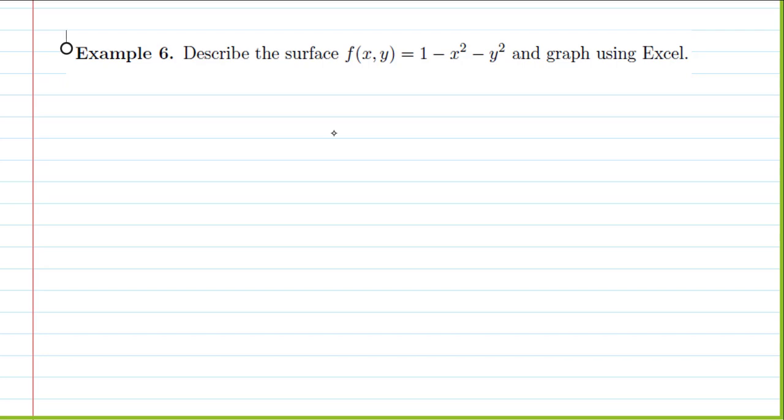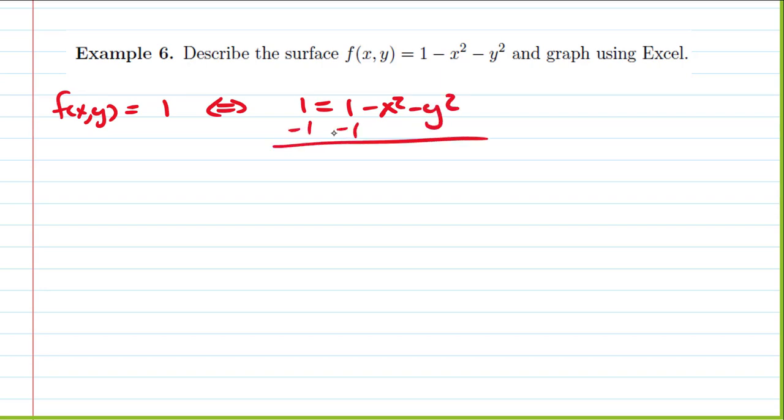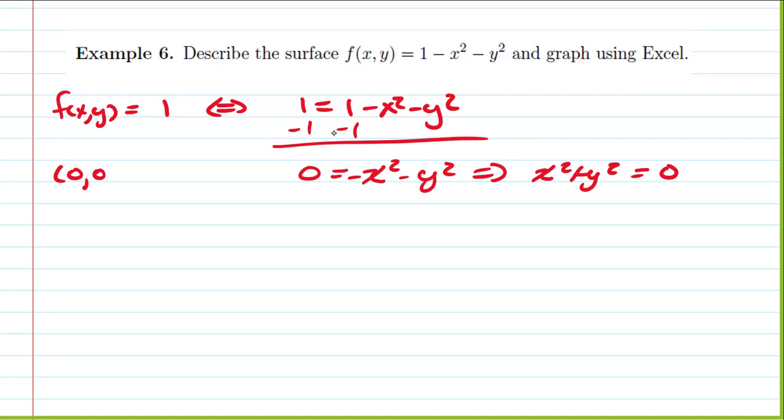So if we take a look at our level curves, if we let f of xy equal 1, that would give us the equation 1 equals 1 minus x squared minus y squared. Minus 1, we get 0 equals negative x squared minus y squared, or multiplying both sides by negative 1, x squared plus y squared is equal to 0. Well, we've seen this one before. That just gives us the point 0, 0, but then we'd set our z value equal to 1.